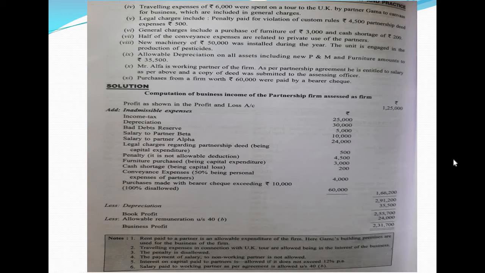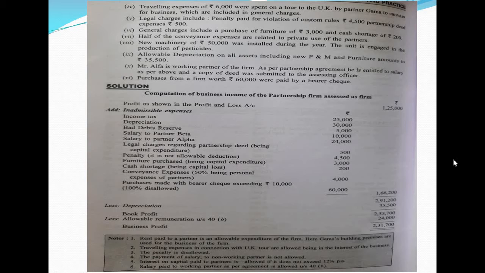Then point number 5 says that legal charges include penalty paid for violation of custom rule, that is rupees 4,500, and partnership deed expenses of rupees 500. So any legal charges that are for penalty will be disallowed. And also the partnership deed expenses of rupees 500, which have been included in legal charges, are a capital expenditure, so they will be disallowed.